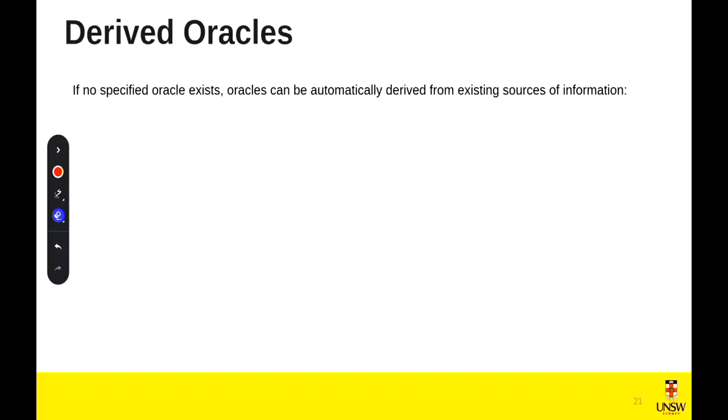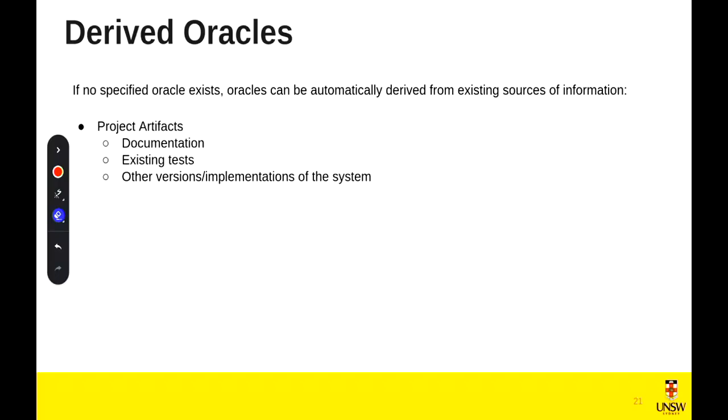So derived oracle is defined like this. If no specified oracles exist, we can try to automatically derive them from several different sources of information. The first source is the project artifacts. We can try to derive test oracles from the documentation of the program. We can try to reuse existing tests, and we can also try to use other versions or implementations of the same system or the same design. And we can also derive test oracles from the program execution results.